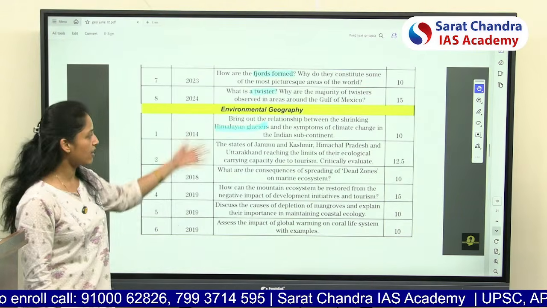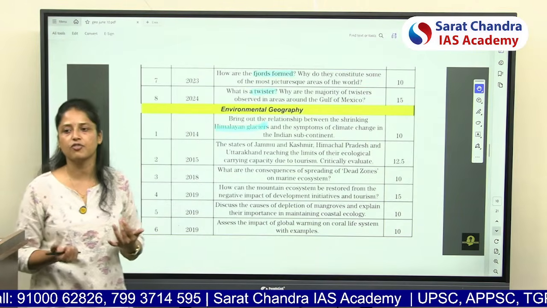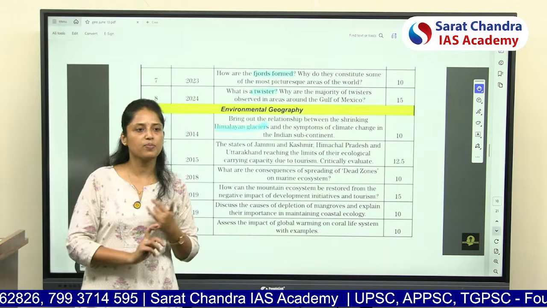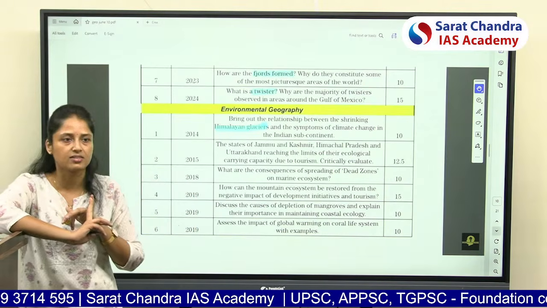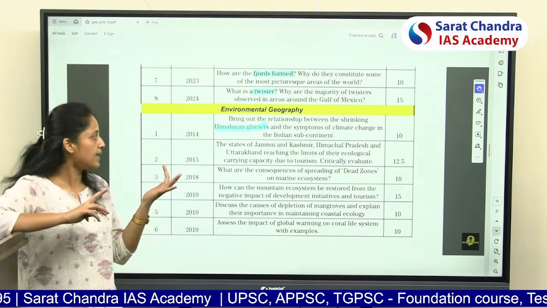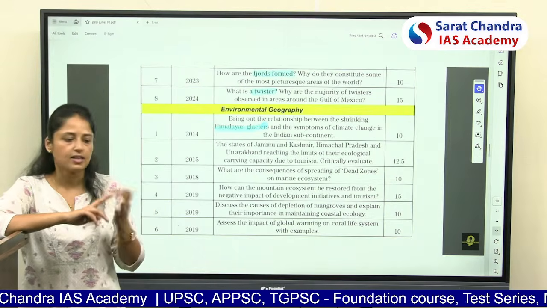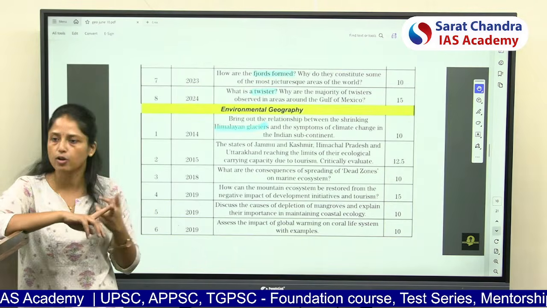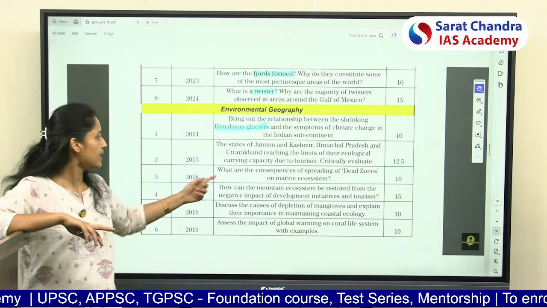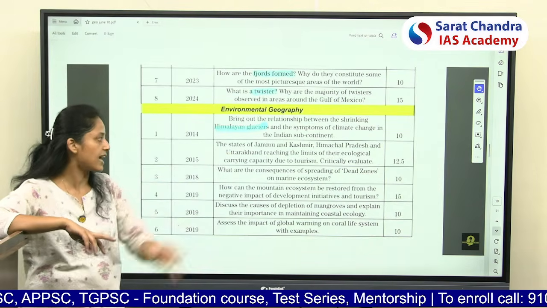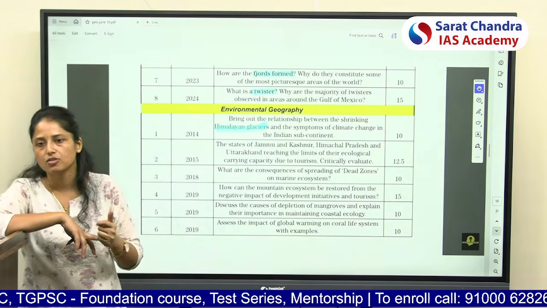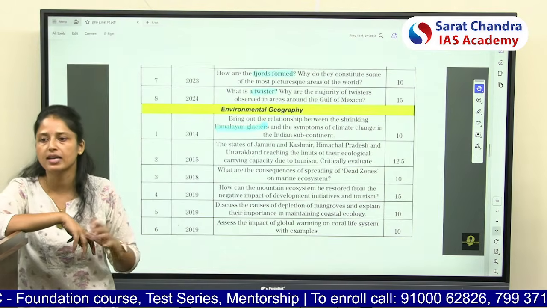So in environmental geography also few things are very fixed. In some year UPSC will ask question on melting glaciers. In some year UPSC maybe can ask about the coral reefs. Some year it can ask about the mangroves, right? Or some year it can ask about the ecological carrying capacity. That's it. So these type of questions will get repeated year after year.